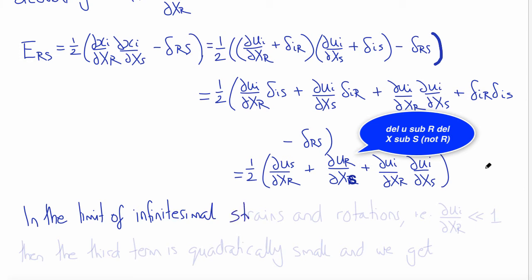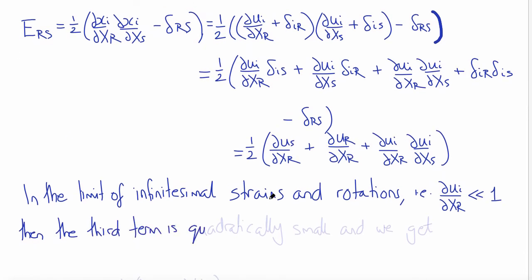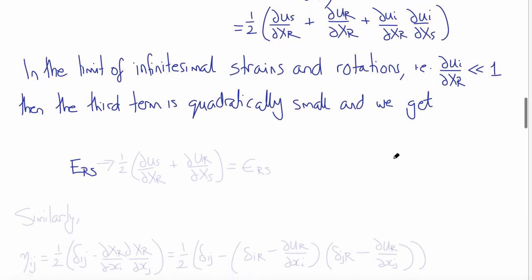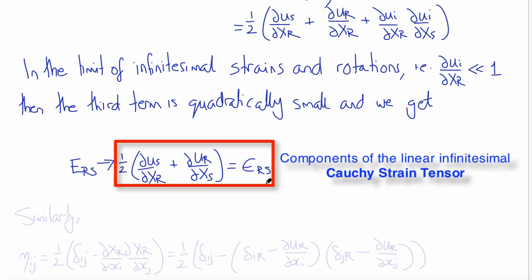So in the limit of infinitesimal displacement gradients, resulting in infinitesimal strains and infinitesimal rotations, i.e. when ∂ui/∂xr is much less than 1, so that this product is much less than these terms, then we get that in the limit, when this second order term is quadratically small, the Lagrangian finite strain tensor tends to 1/2 (∂us/∂xr plus ∂ur/∂xs), which is linear, and these are the components of the linear infinitesimal Cauchy strain.